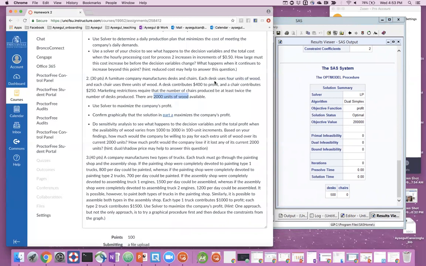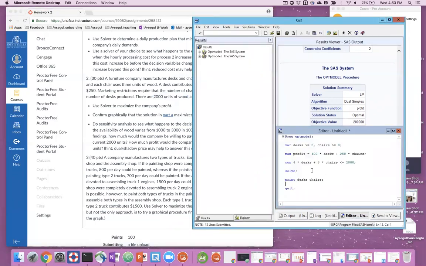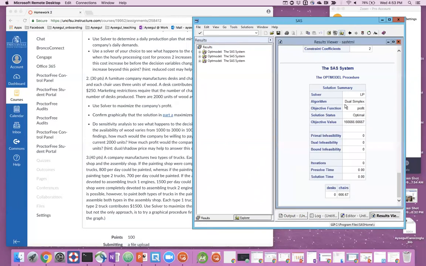But of course, if each desk consumes too many units of wood, then this would change, right? And then actually we can change this here. As you guys remember, each desk basically consumes 4 units of wood. If it consumes 20 units of wood, then it may become too expensive, and at that point maybe we will start manufacturing chairs as well. And you can see now, actually chairs are more profitable.